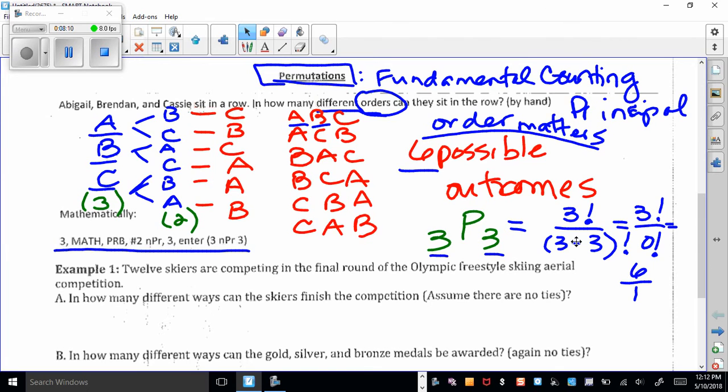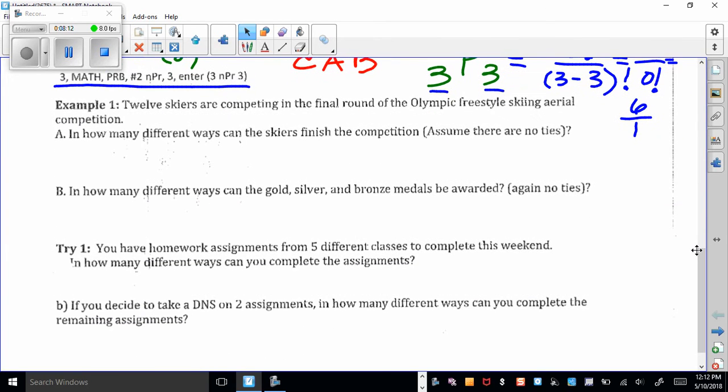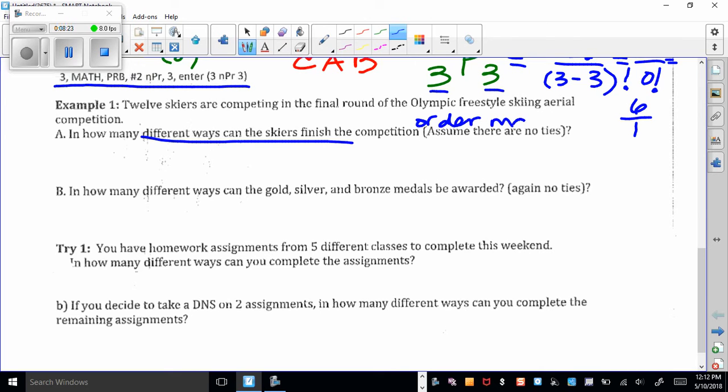Okay, so now we have our 12 skiers competing in the final round of the Olympic freestyles. It says how many different ways can they finish? So that means order matters. It makes a difference if you're third or first, if you're first or last, especially if you've been doing all that training. So how many different ways?